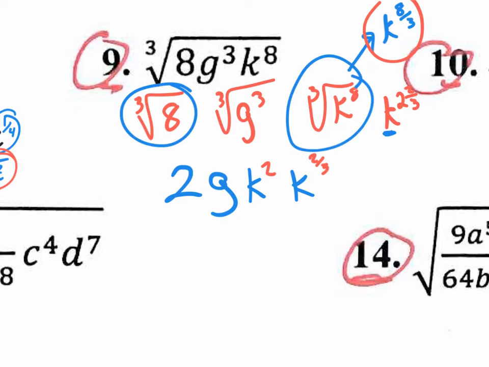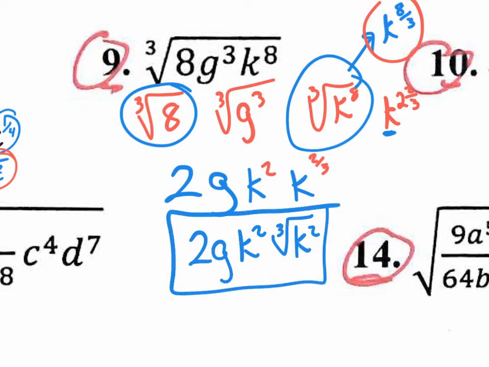Now, if they told you to leave your answer in exponential form, then this would be your answer. But the answers on the back are in radical form. So anything that has a rational exponent, change it back. This is going to be the third root, because the denominator is 3, of k squared. So you're going to have your final answer of 2g k squared, third root of k squared. So that's your final answer for number 9. What do you think?